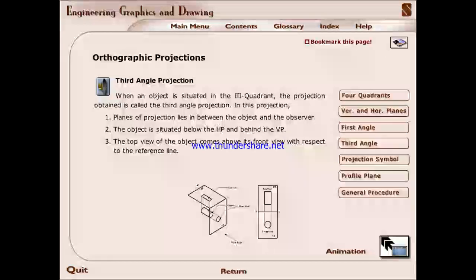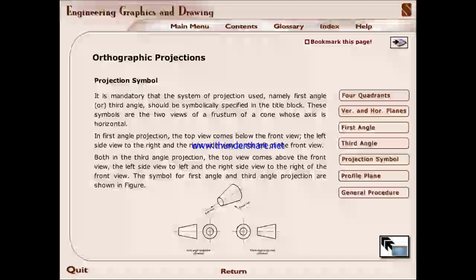Now third angle projection and projection symbol. It is mandatory that the system of projection used, namely first angle or third angle, should be symbolically specified in the title block. These symbols are the two views of a frustum of a cone whose axis is horizontal.